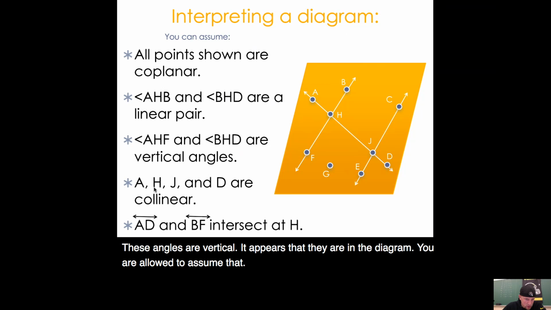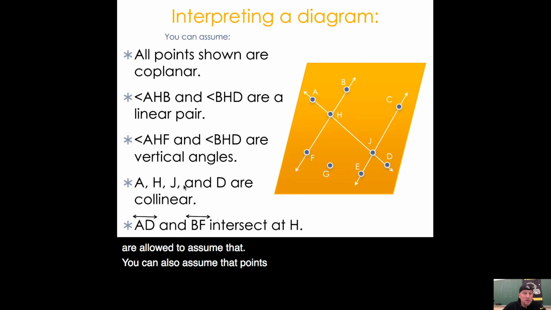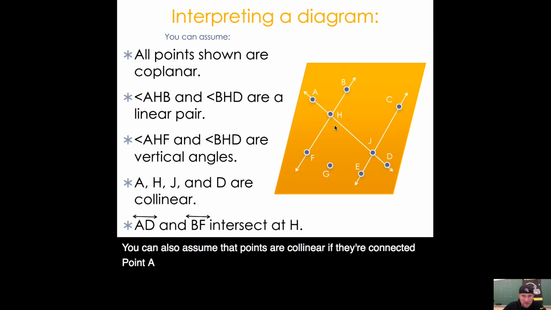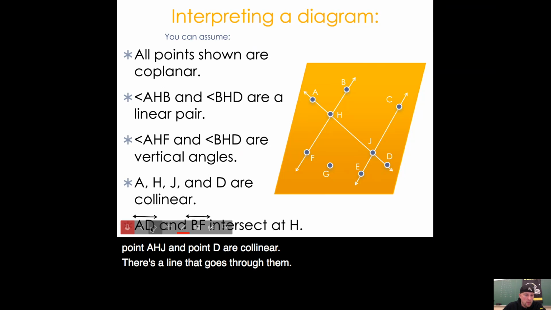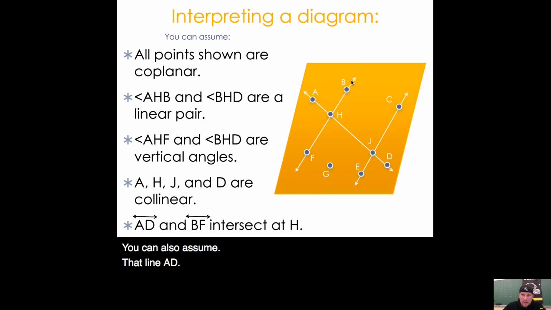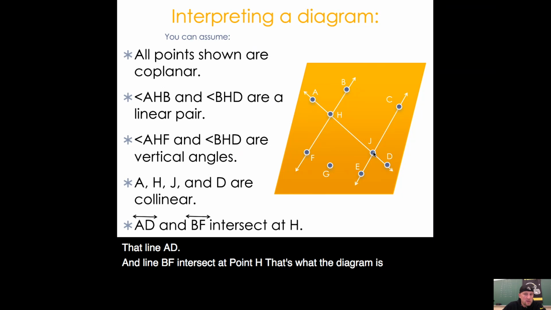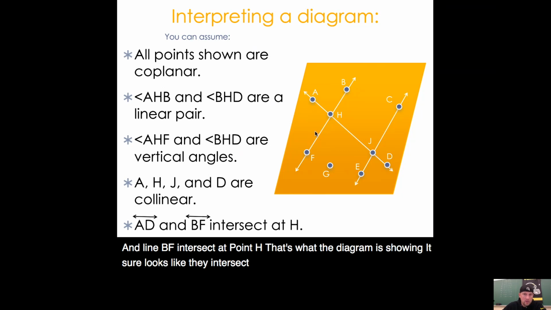You can also assume that points are collinear if they're connected. Point A, point H, point J, and point D are collinear. There's a line that goes through them. You can also assume that line AD and line BF intersect at point H. That's what the diagram is showing. It looks like they intersect at H, so you're allowed to assume that.